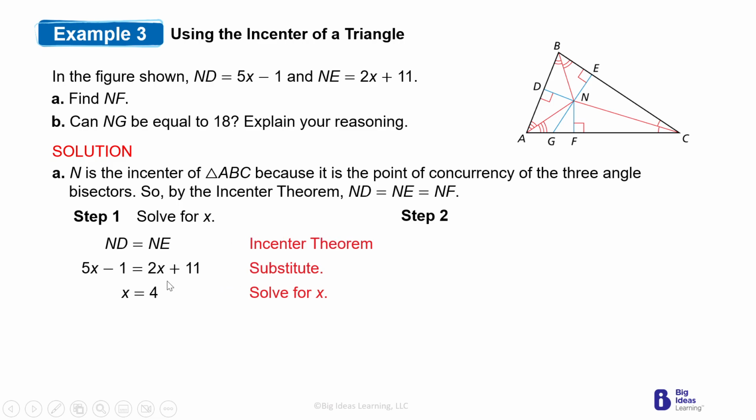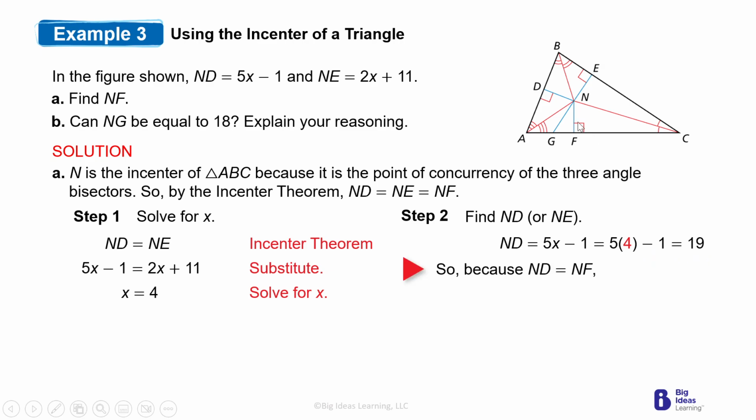So step 2 is to plug in x. I can take either ND or NE, they are equal, to find out what NF is. So I'm going to go ahead and grab ND, which is 5x minus 1. I'm going to plug in 4, because that's what x equals. 5 times 4 is 20, minus 1 is 19. So, since ND equals NF, the answer to our question for what is NF is 19.